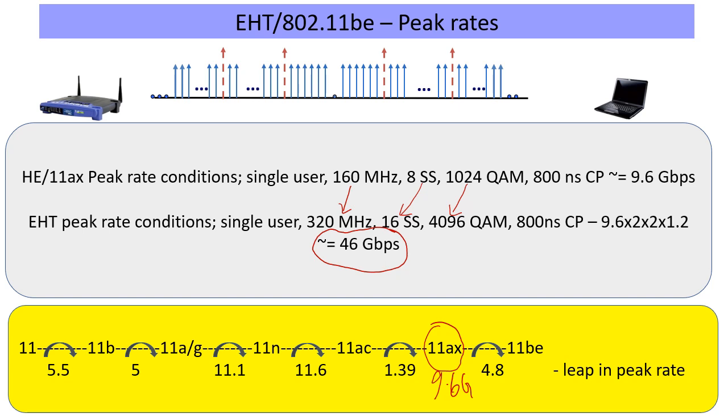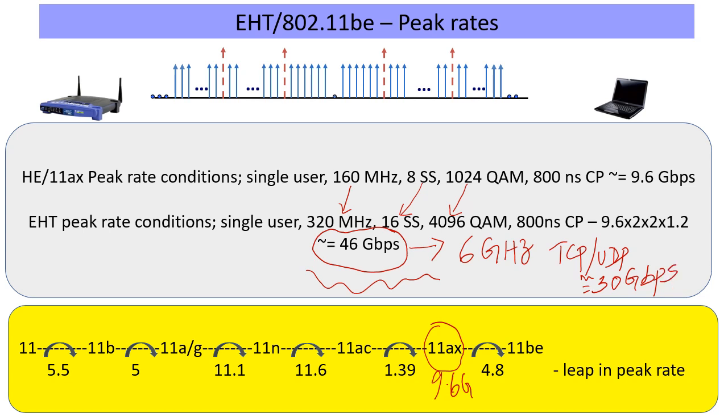Of course, you might argue whether all of these are really possible. Let's put that aside for a moment and just calculate on some peak numbers, at least on the standards. So we are looking at peak rates of about 46 gigabits per second, achievable potentially in the 6 gigahertz spectrum, because that's where you can get the 320 megahertz channels. With that, you would possibly see TCP and UDP throughputs somewhere around 30 gigabits per second, of course with UDP numbers being higher than TCP.